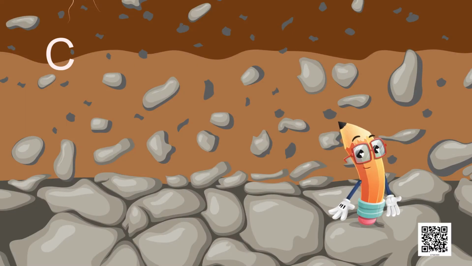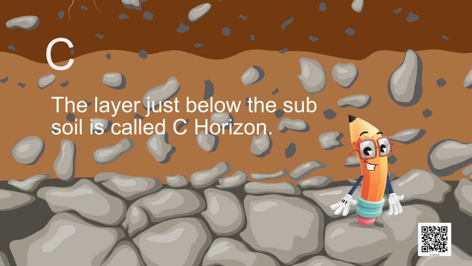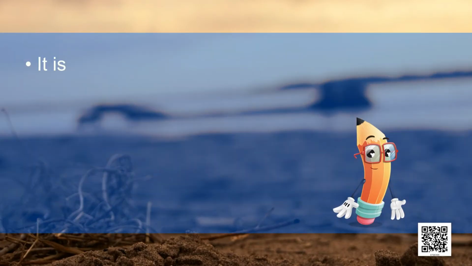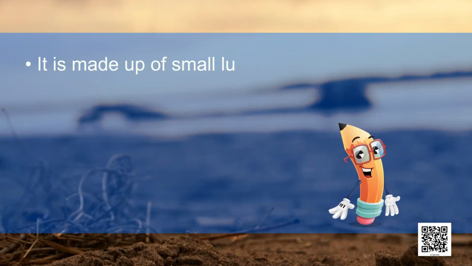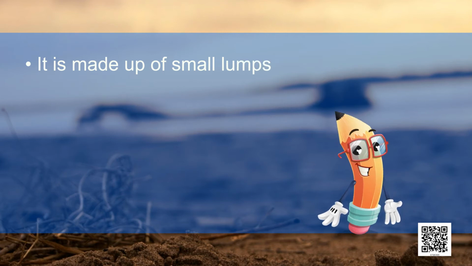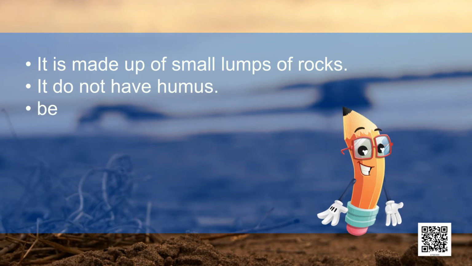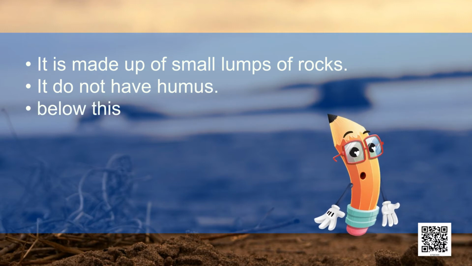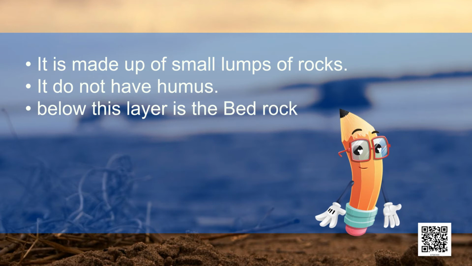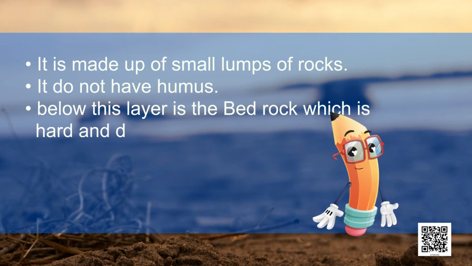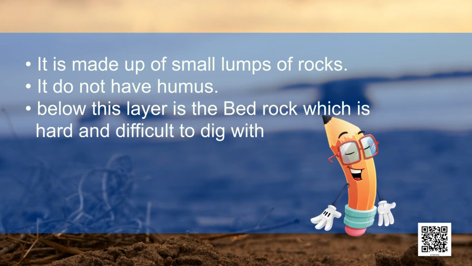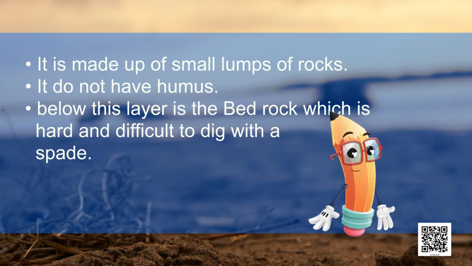C horizon. The layer just below the subsoil is called C horizon. It is made up of small lumps of rocks. It does not have humus. Below this layer is bedrock, which is hard and difficult to dig with a spade.